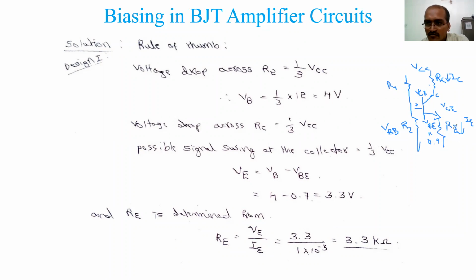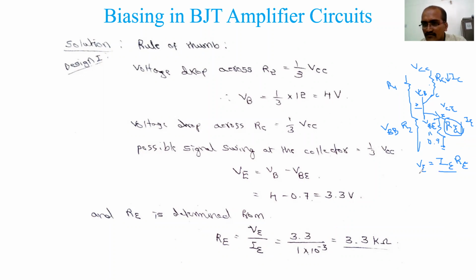Now to find out RE, what we require here is the emitter voltage with respect to ground, which is called VE, as we told in the last class. VE is given as the emitter current into the emitter resistor, IE into RE. The IE value they have given is 1 milliamp.